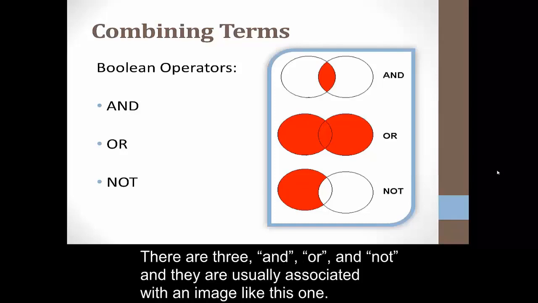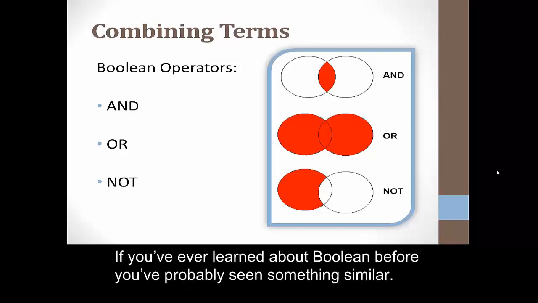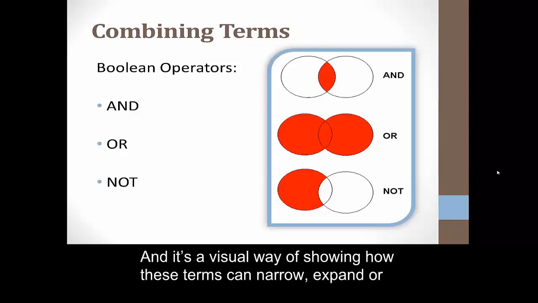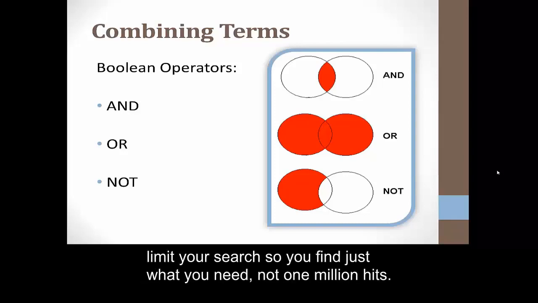There are three: and, or, and not, and they are usually associated with an image like this one. If you've ever learned about Boolean before, you've probably seen something similar. This is called a Venn diagram, and it's a visual way of showing how these terms can narrow, expand, or limit your search so you find just what you need, not 1,000,000 hits.